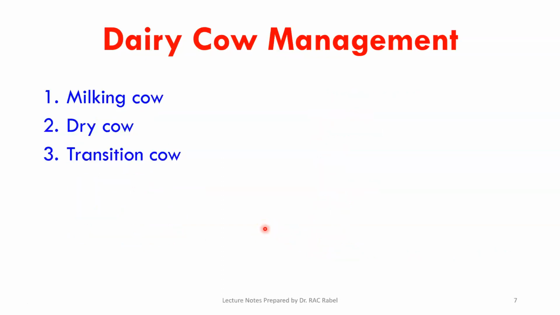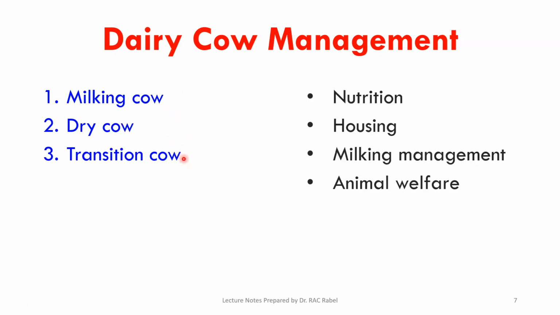So under this topic, dairy cow management, this is part one. We will be talking about the milking cow, the dry cow, and the transition cow mainly. And under each of these topics, we will also be talking about their nutrition, housing, milking management in this group, and animal welfare. And we'll finish the series off with culling and herd composition.